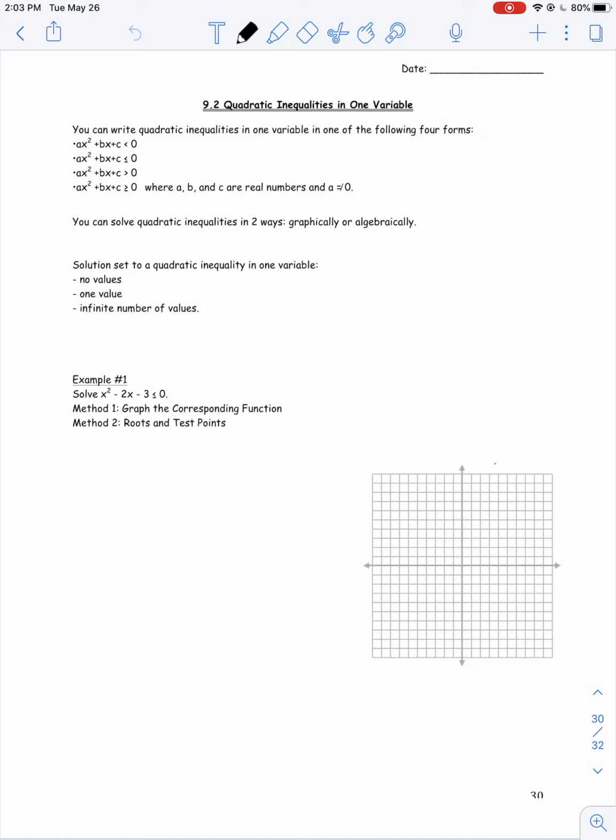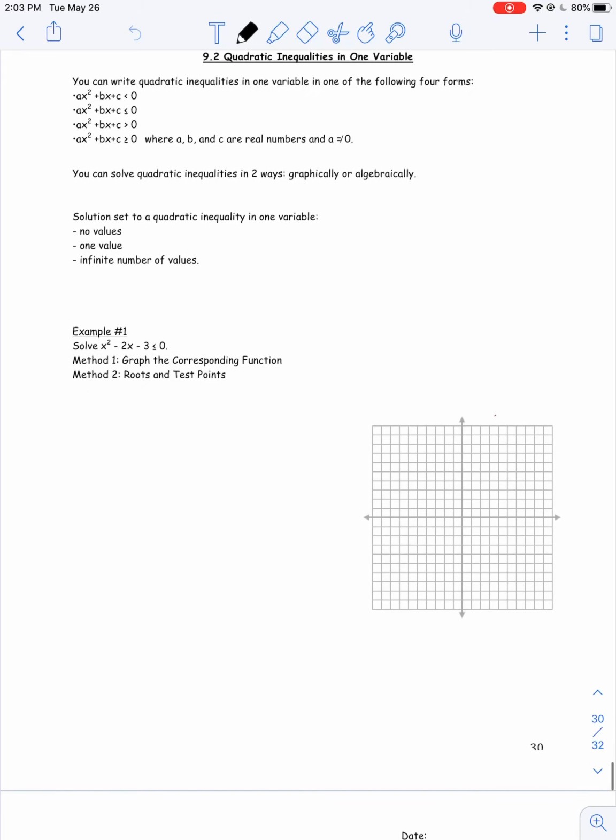Lesson 9.2, quadratic inequalities in one variable, is different than 9.1 and 9.3 because now we're using the x-intercepts to split the graph. And we're looking at when the graph is less than 0, greater than 0. So there are parts of the graph that can do that. So we can have no values, we can have one value, and we can have infinite values for this solution.